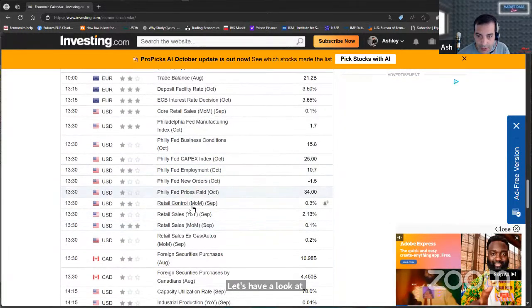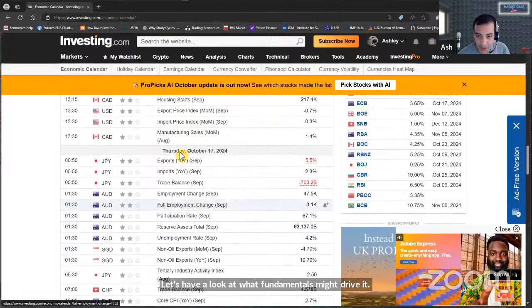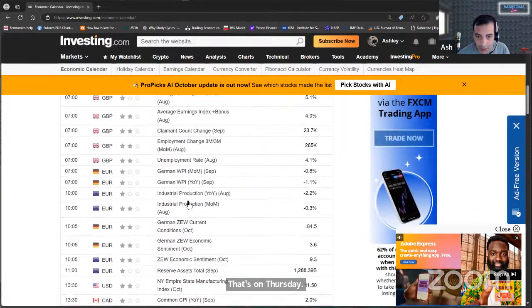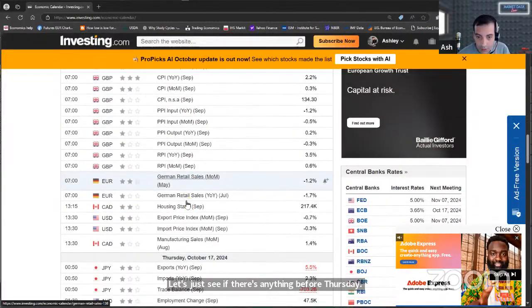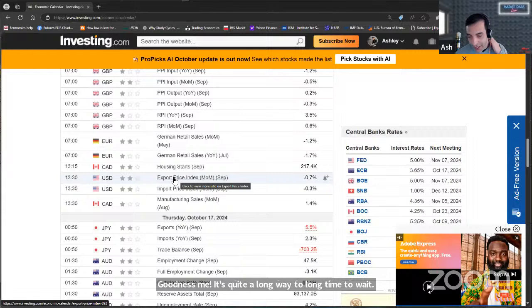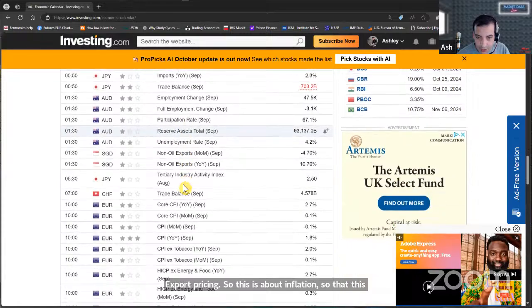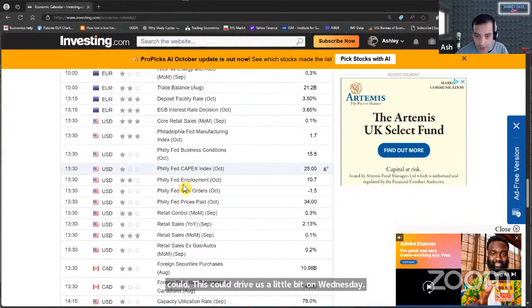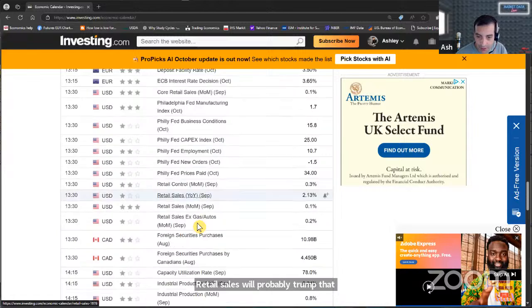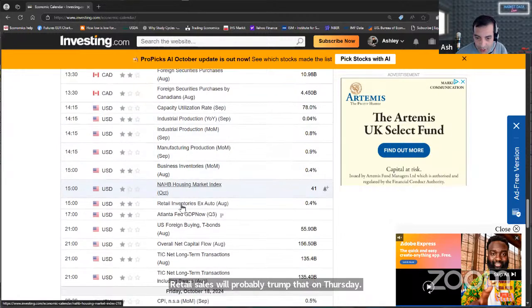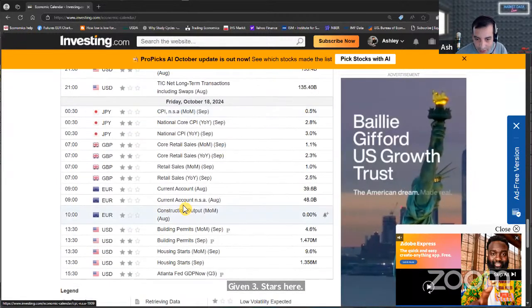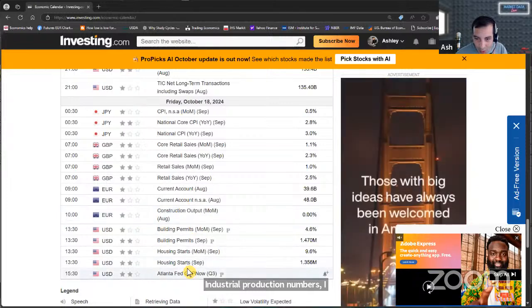So we've got retail sales, and that's on Thursday. Let's see if there's anything before Thursday. Goodness me, it's quite a long time to wait. Export price index, so this is about inflation. This could drive us a little bit on Wednesday. Retail sales will probably trump that on Thursday, given 3 stars here. Industrial production numbers aren't going to be that significant, and actually it's quite a quiet week for the dollar.